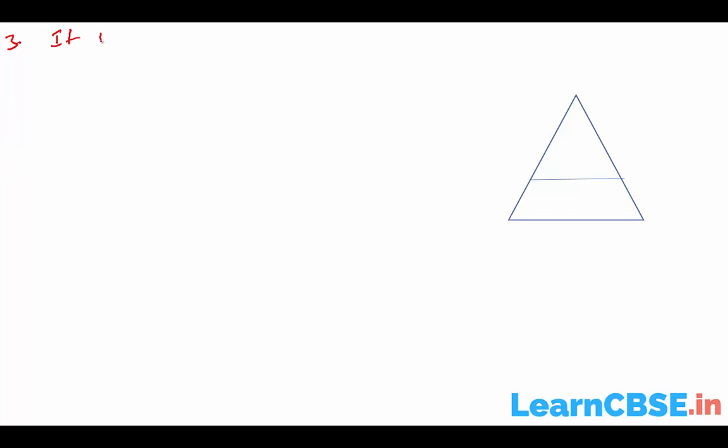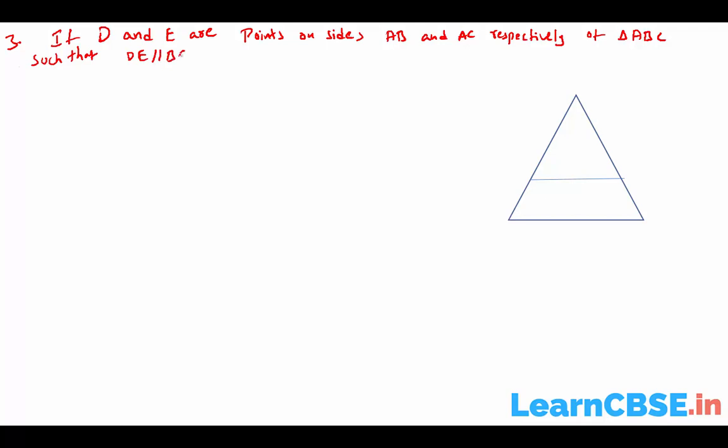If D and E are points on sides AB and AC respectively of triangle ABC, such that DE parallel to BC and BD equals CE, now prove that ABC is an isosceles triangle.